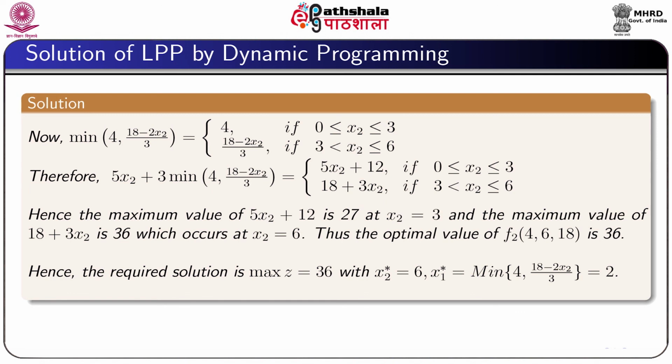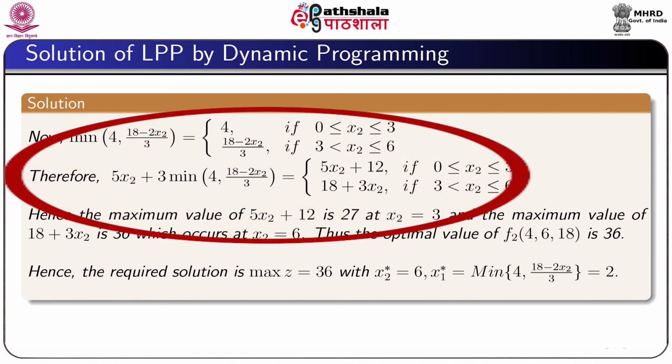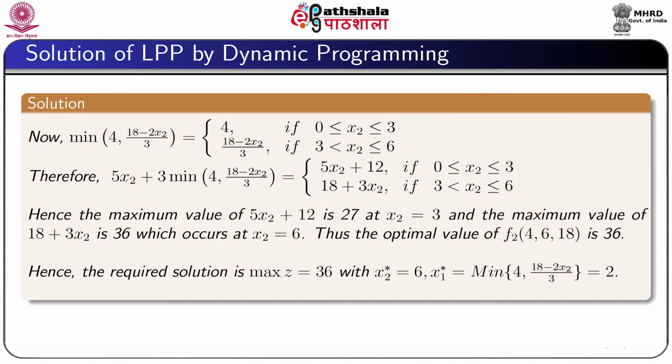Now, the minimum of 4 and (18 minus 2x_2) by 3 is equal to 4 if 0 is less than or equal to x_2 less than or equal to 3, and it is equal to (18 minus 2x_2) by 3 if 3 is less than x_2 less than or equal to 6. Therefore, 5x_2 plus 3 times the minimum will be equal to 5x_2 plus 12 if 0 is less than or equal to x_2 less than or equal to 3, and it is equal to 18 plus 3x_2 if 3 is less than x_2 less than or equal to 6.